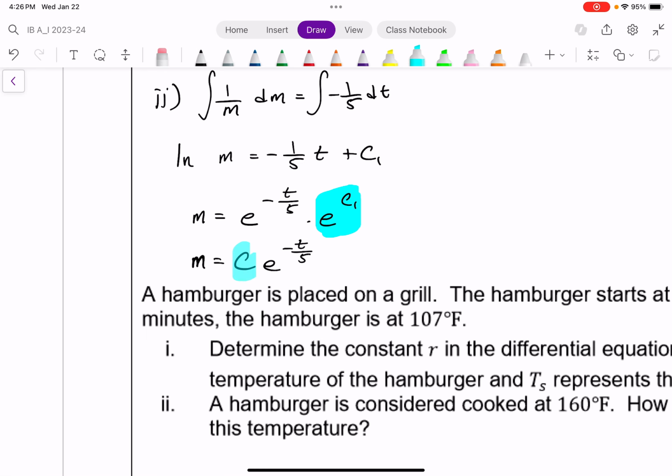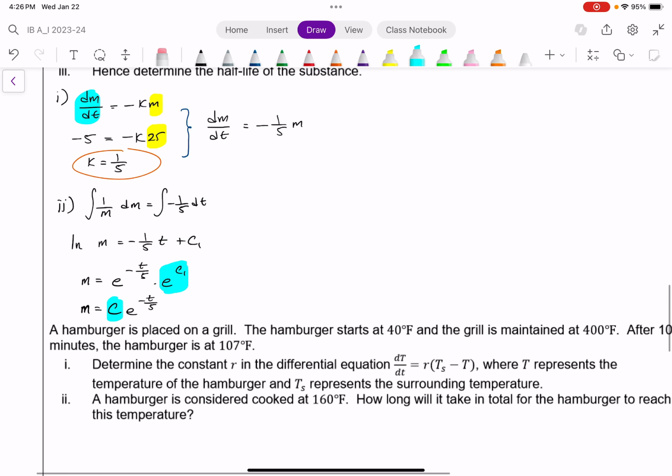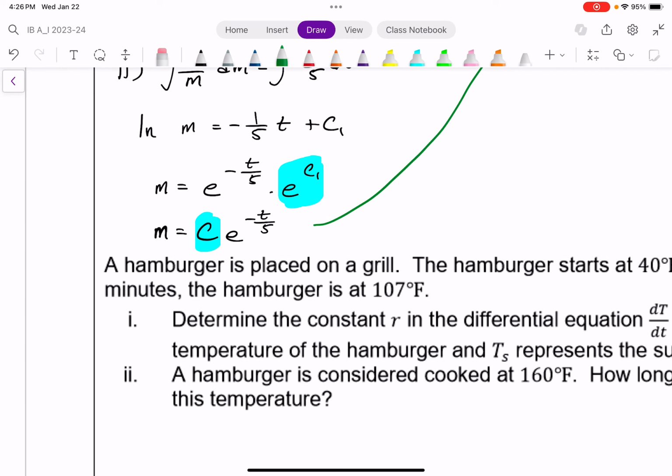But this c here means something, and I can tell what it means. If I give myself a bit more space, let's sneak up here. This c here must represent the initial mass. How do I know that? If I make t equal to 0, then this becomes e to the negative 0 over 5, which is e to the 0, and e to the 0 is 1, which means when time is 0, the mass is whatever c is times 1. So at time 0, the mass must be the same as c. So I know that c is the initial mass.